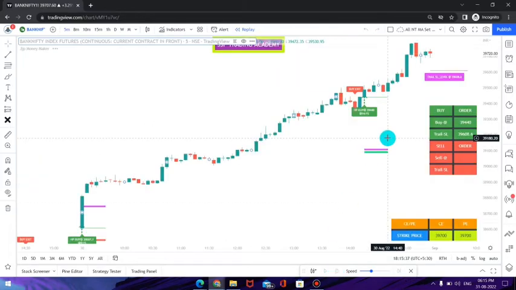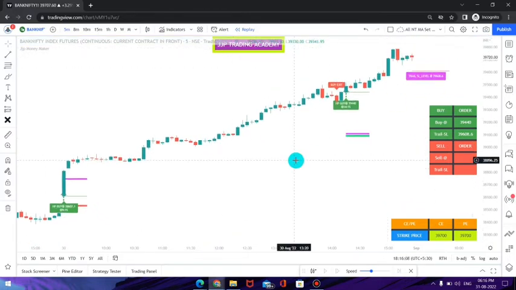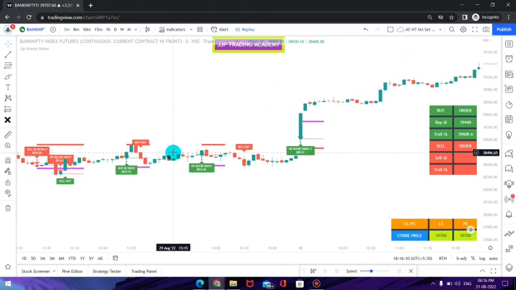Once you start trading with our indicator with consistent trade entries, if you take every trade with our indicator, surely you will be in consistent profits. So let us see the previous day's backtest.